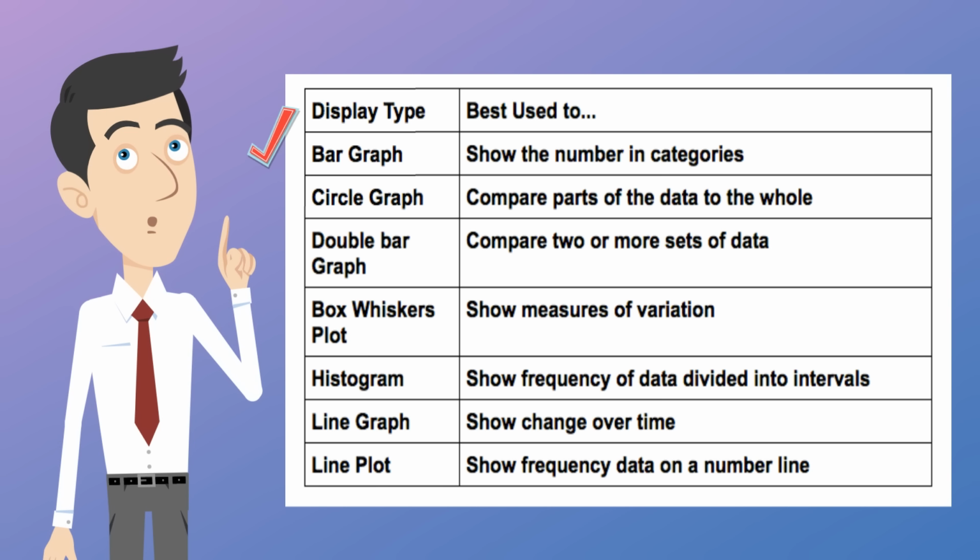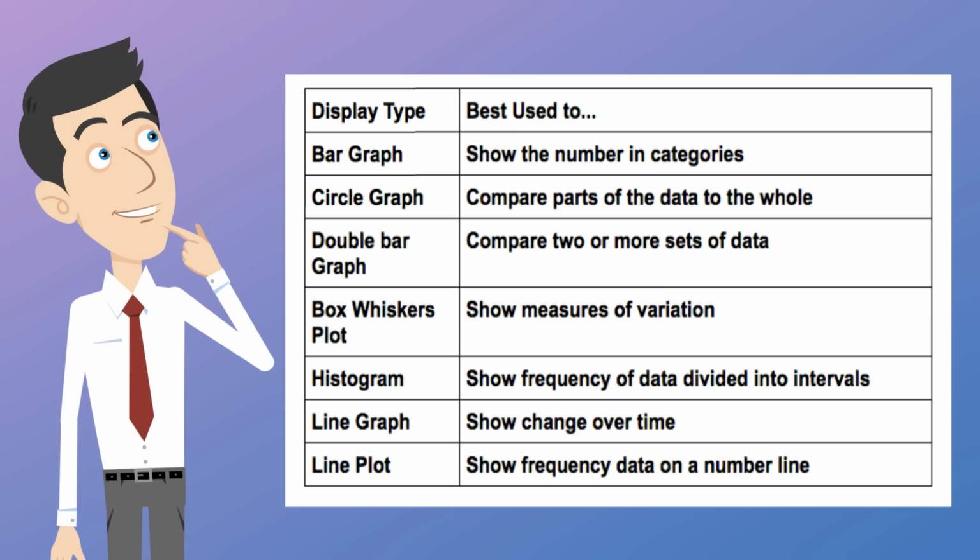First, we have the bar graph, and this shows the number in particular categories. A circle graph compares parts of the data to the whole. A double bar graph is good for comparing. Box and whiskers show measures of variation. A histogram is good to show frequency of data divided into intervals. A line graph shows change over time, and a line plot shows frequency on a number line. So let's look at particular examples.